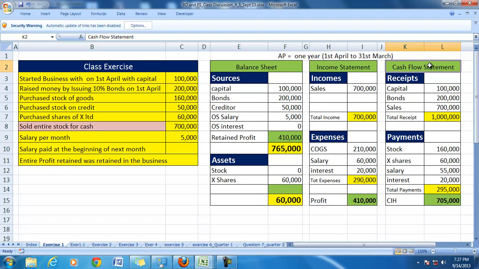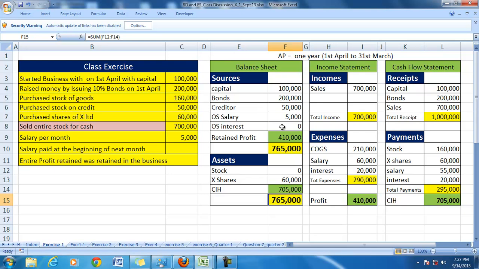Then we'll balance the cash flow statement. Cash in hand is equal to total receipts minus total payment. So cash in hand is 705,000, and cash in hand is the asset, so 705,000.